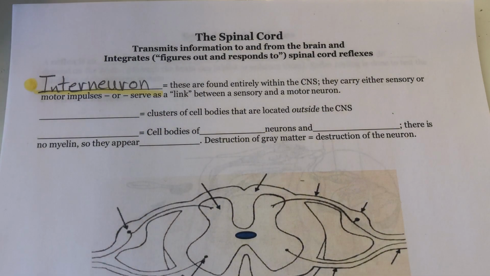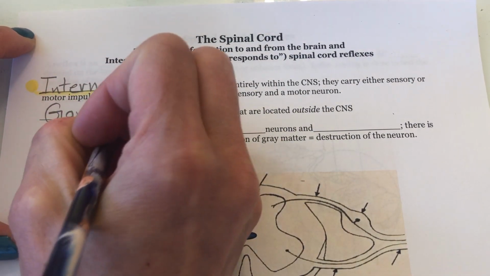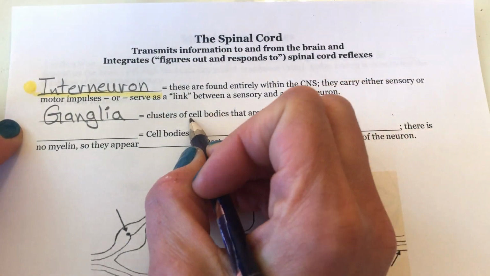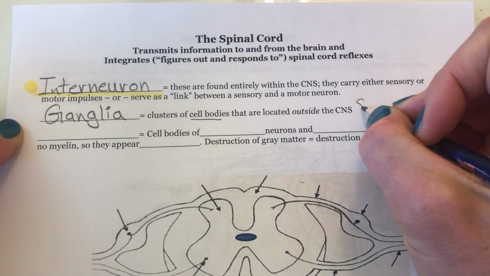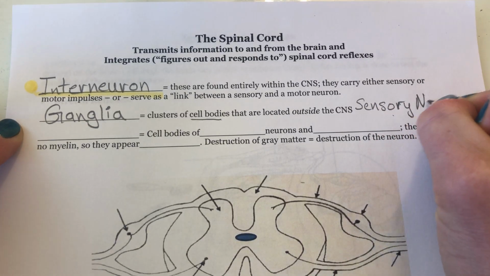Another structure we're going to introduce you to is the ganglia. They're clusters of cell bodies located outside of the central nervous system. Now, they're actually in your spinal cavity. It's just they're not in the spinal column. So we'll look at that in a second. Actually, ganglia are clusters of cell bodies of only sensory neurons. That's important.